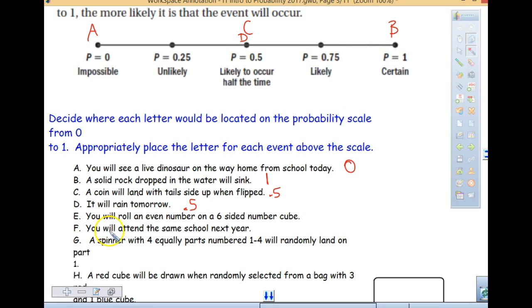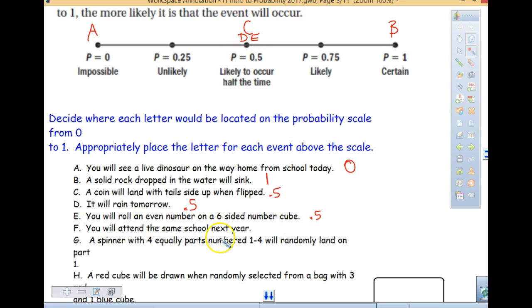Okay. As we are looking at E, Ben, where do you think you're placing E? About where? 0.5. So you roll an even number. There's half even and half odd. So again, we think E should be right at that point also.